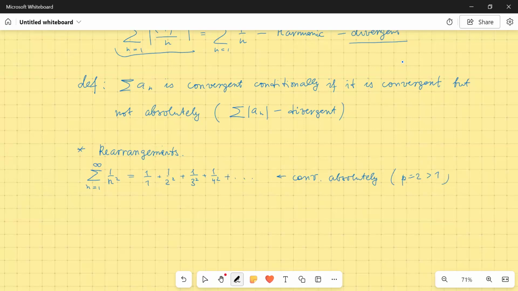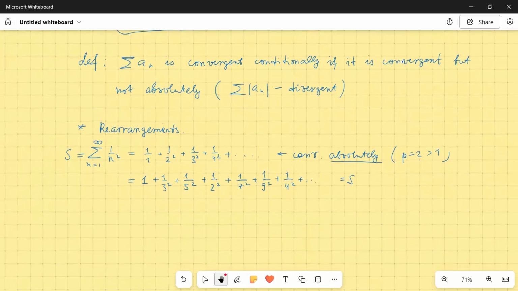If I rearrange terms in this series, if I put the first term and then the third term, and then the fifth term, and then the second term, and then term number 7, term number 9, and then term number 4, I'm kind of pushing odd terms in front. It's going to give me exactly the same sum. This is going to be the same as the sum of this series. So if the series is convergent absolutely, no matter how you rearrange the terms in the series, the sum is not going to change.